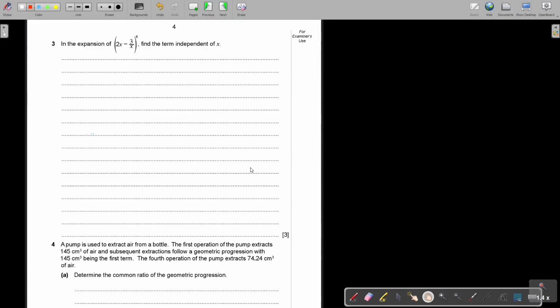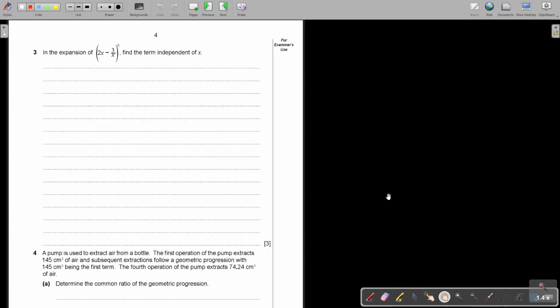Mathematics, Advanced Subsidiary Level, Paper 1, 2024, Part 2. Question number 3. In the expansion of (2x minus 3 over x) to the power 6, find the term independent of x. Now what is this?